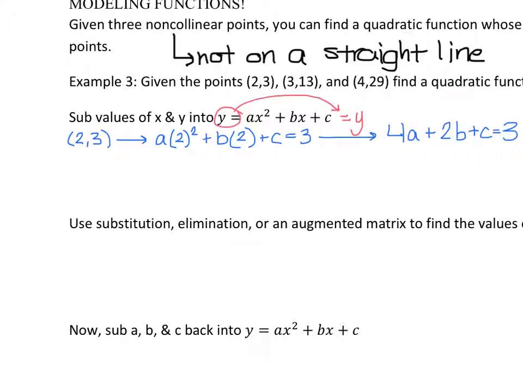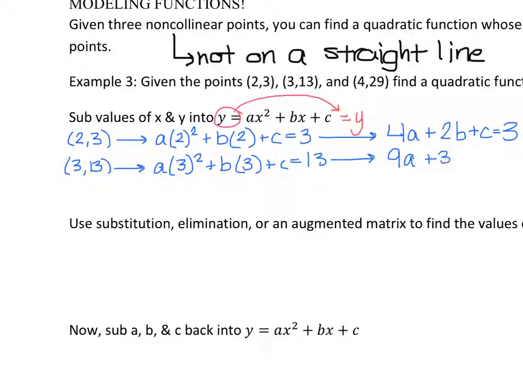Do the same thing with the next point. 3, 13. Plugging into the same equation, so it'll be a times, what is our x now? 3, so 3 squared plus b times 3 plus c equals 13. What do we get when we simplify that? 9a plus 3b plus c equals 13. All right, last one.